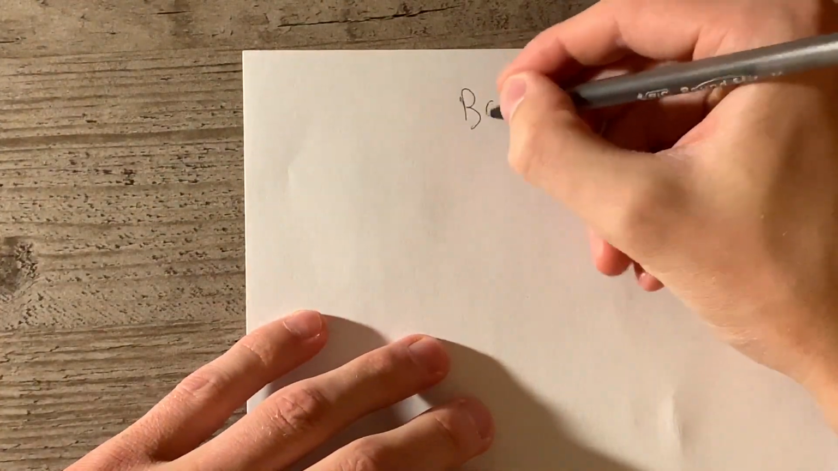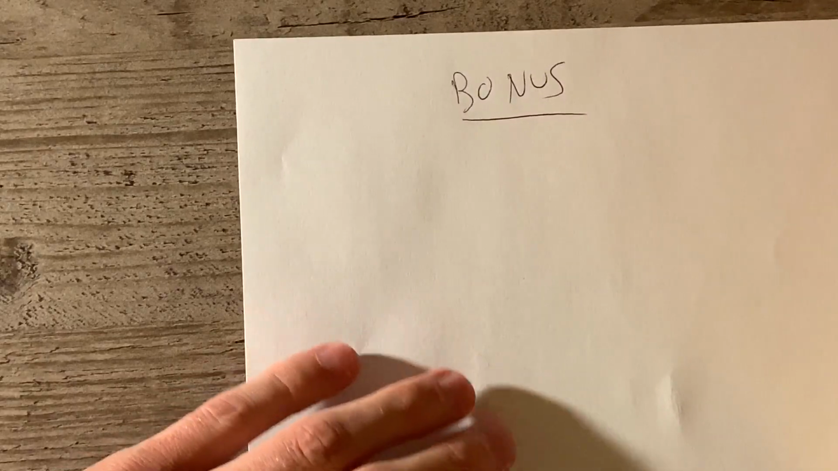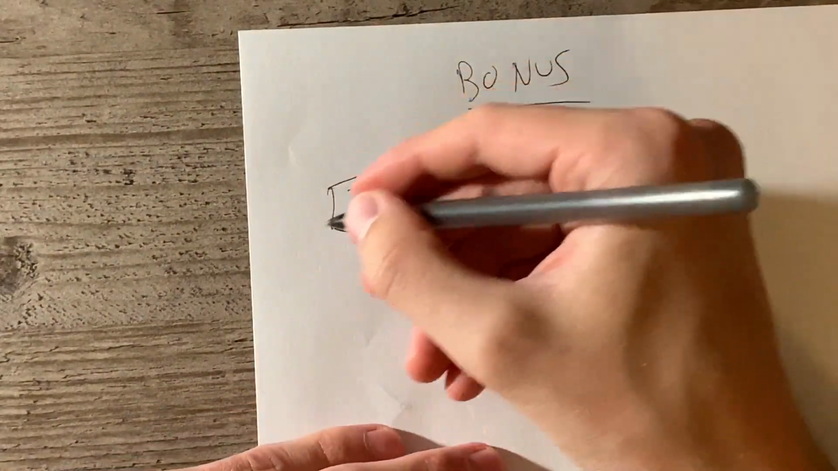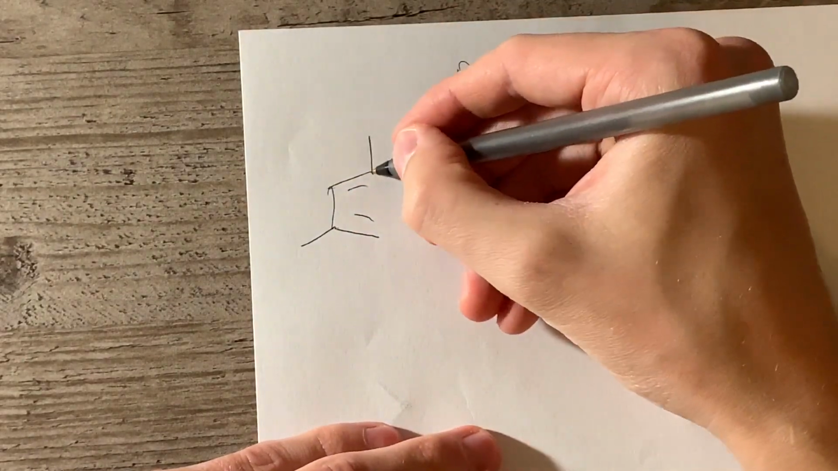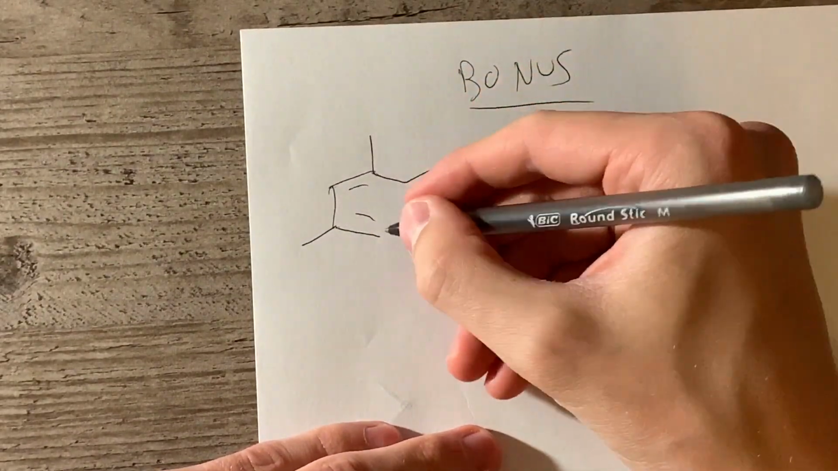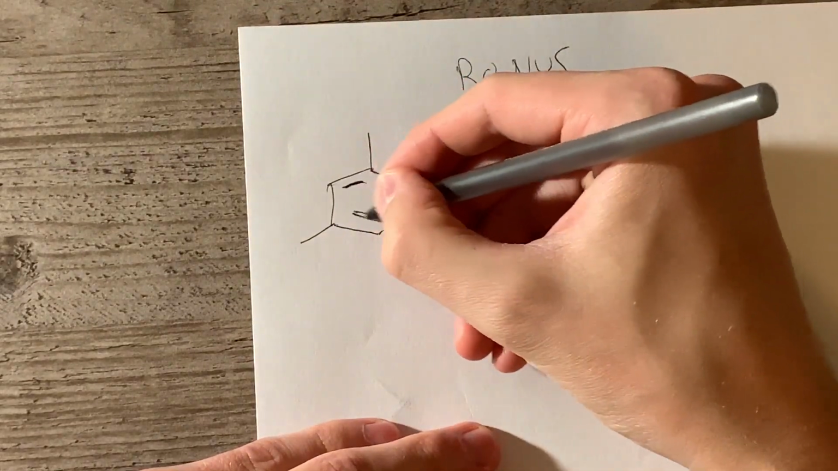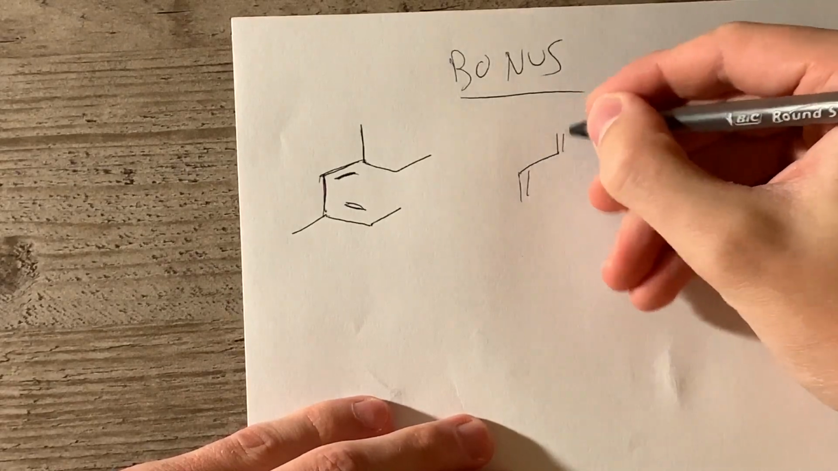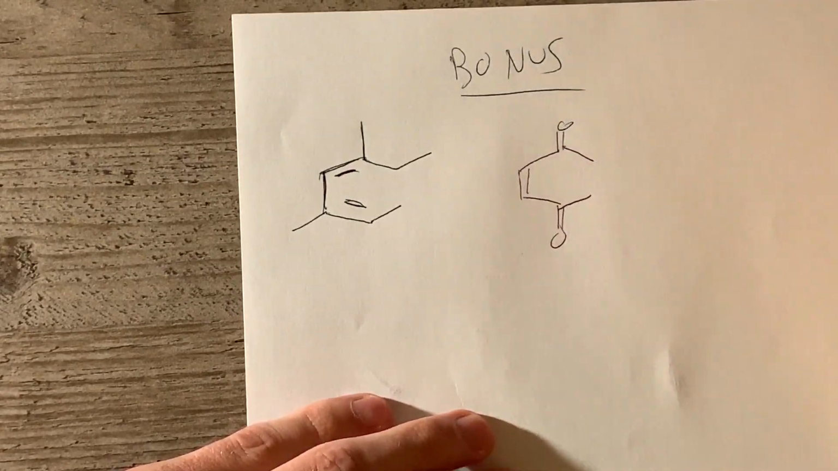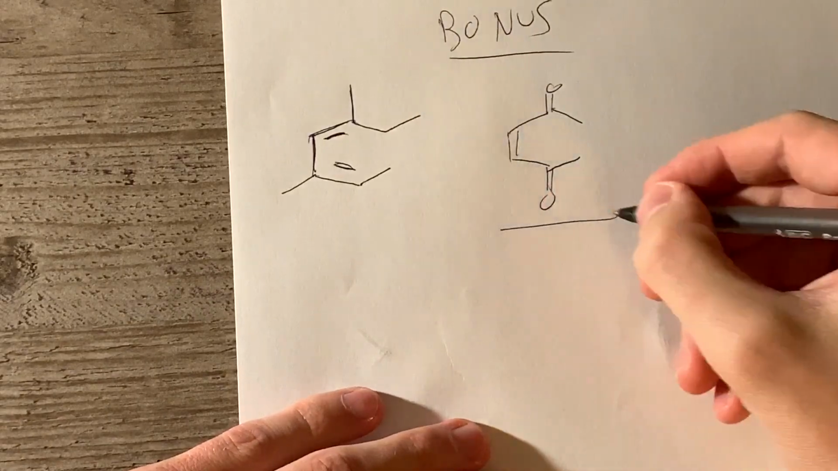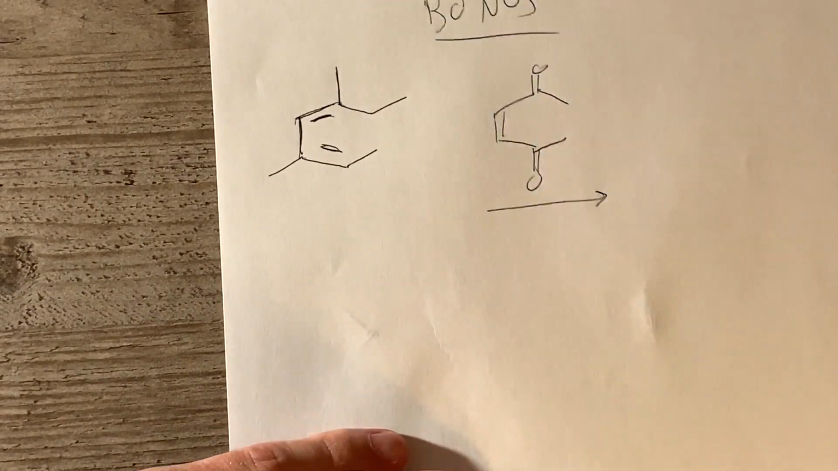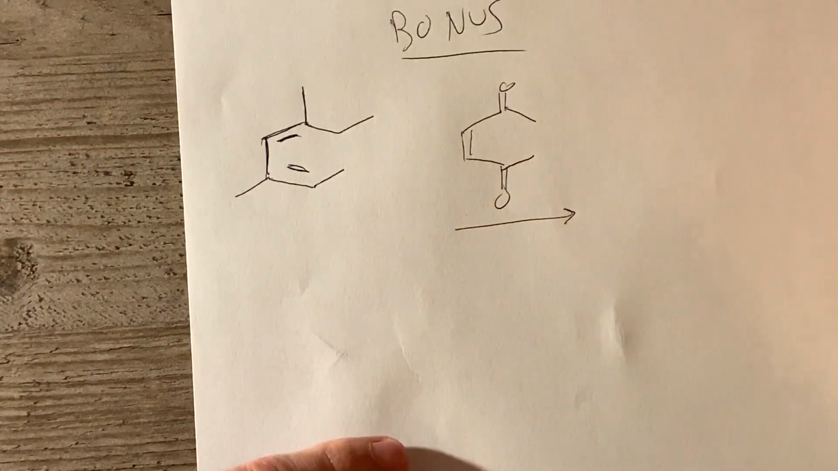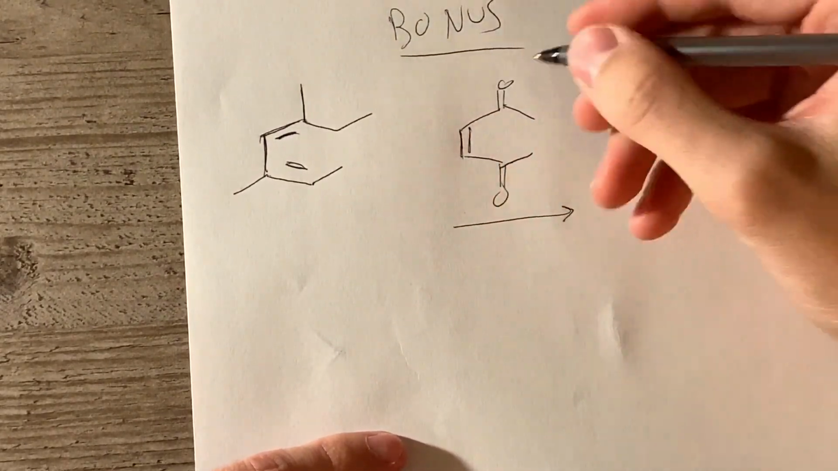All right, I got a really cool one to show you. Bonus. This one's a lot of fun. This is Allie's problem. I think Allie made this one up. She's really good at making up really tough Diels-Alder problems. Anyway, I want you to try to figure it out. So there it is. Say that's given to you on an exam. What do you do? Well, work it out and then come back.